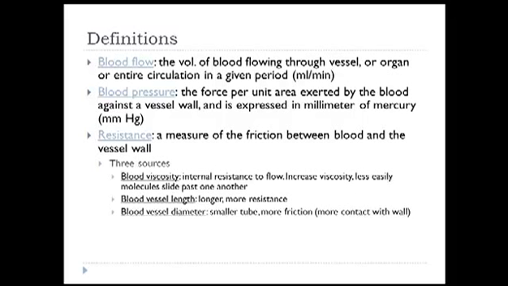So with resistance, there's going to be three main sources. There's blood viscosity, blood vessel length, and blood vessel diameter. So blood viscosity would be how thick is your blood? Do you have a lot of water in the blood, or do you have a lot of other stuff in the blood? Think of it like if I have a cup of water and I try to pour it out, that's going to dump out very quickly.